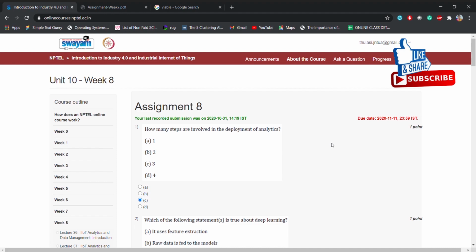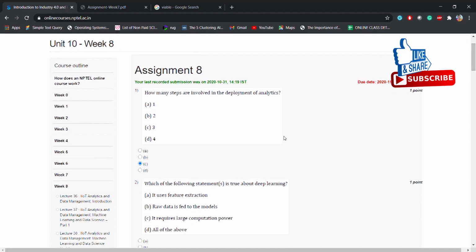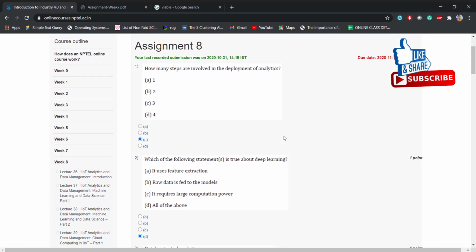This is Dr. Thulasi. Today I am going to discuss Introduction to Industry 4.0 and Industrial Internet of Things. So coming to assignment 8. Here, coming to the first question, how many steps are involved in the deployment of analytics? Here we have options 1, 2, 3 and 4. Coming to the right answer, it is 3. And so the correct answer is C.